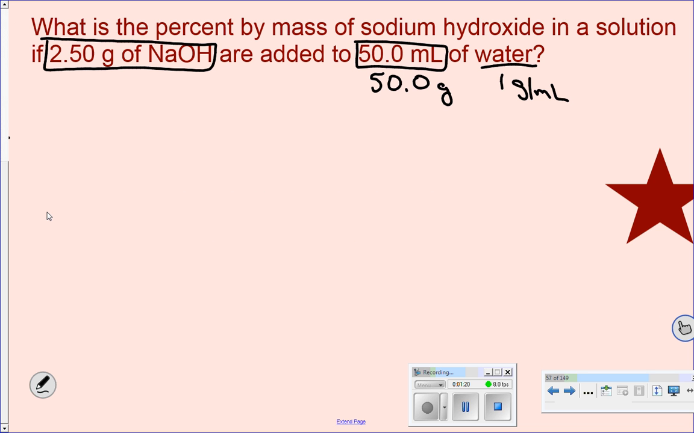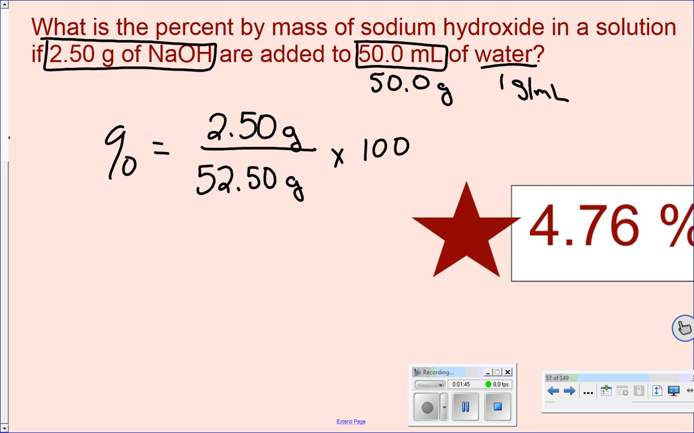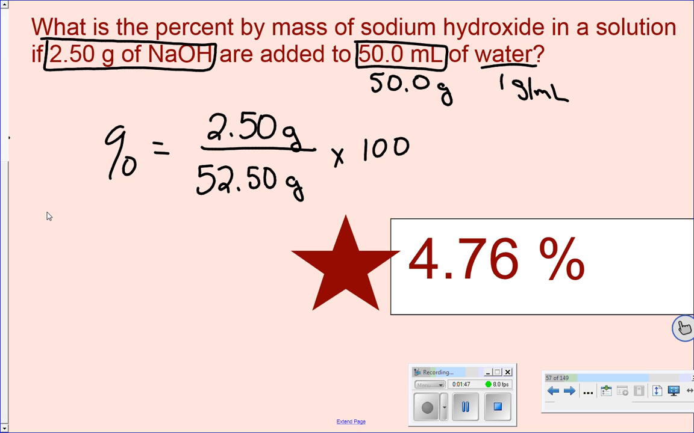So to calculate our percent, we're going to do our grams of solute, which is 2.50. Now we need our actual grams of solution on the bottom. If we mix these two masses together, we actually have 52.50 grams as a mass of our whole solution. So we added the 50 grams of water to the amount of NaOH that we put in. Which gives us a grand total of 4.76%. So percent by mass is pretty similar to other percent calculations we've done.